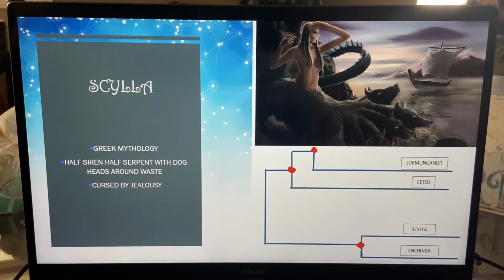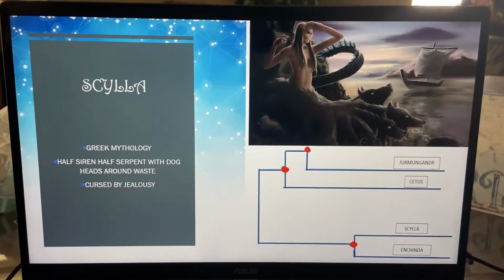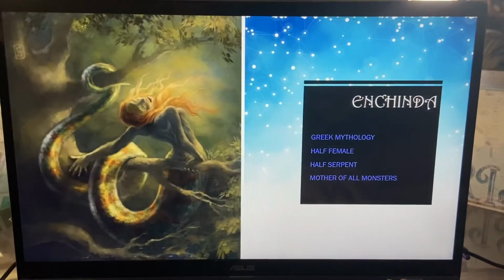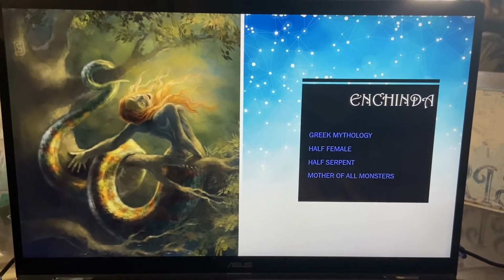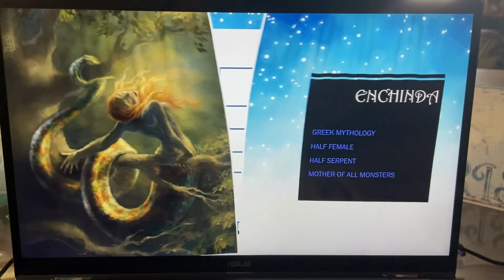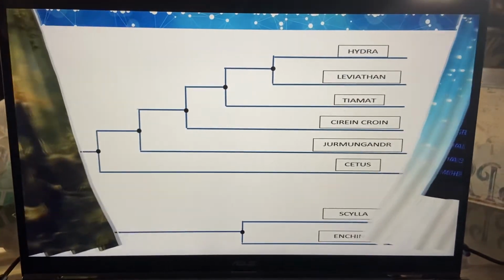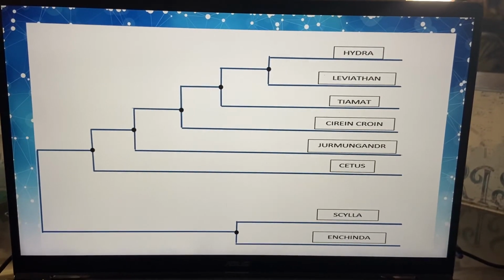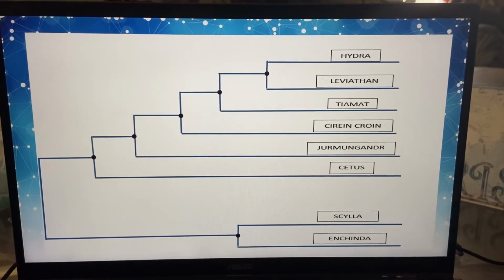And you can see that because she is half serpent and half human, or siren. And you see that again with Inchenda, which is also half serpent, half human. And that is my phylogenetic tree of sea serpents with an outgroup of half sea serpent and half human.